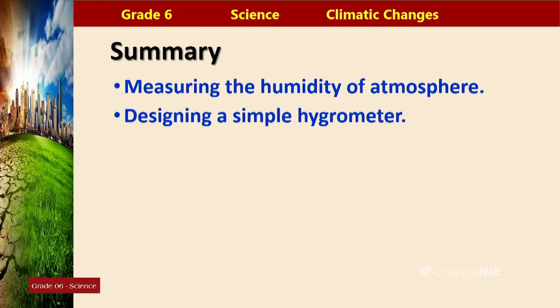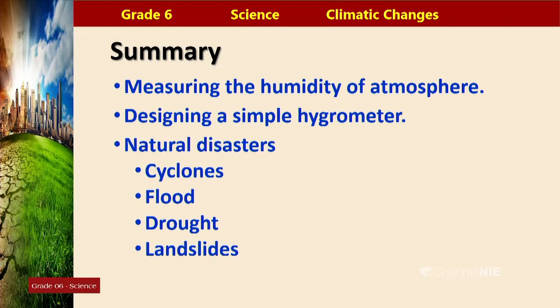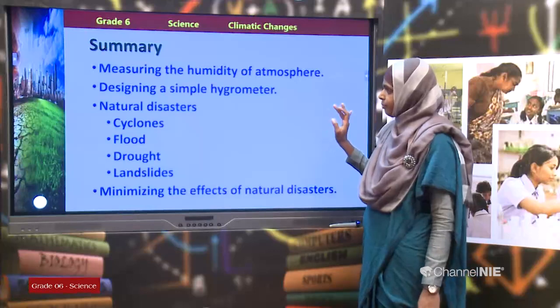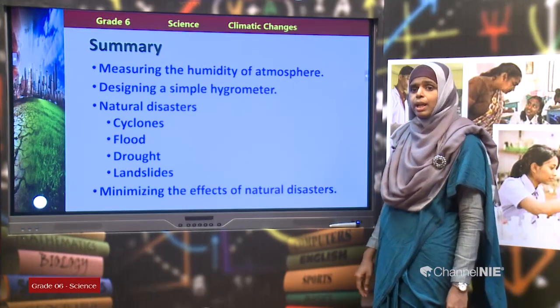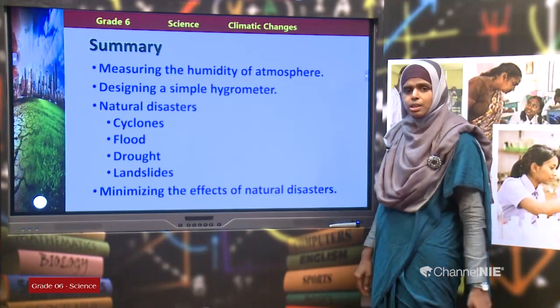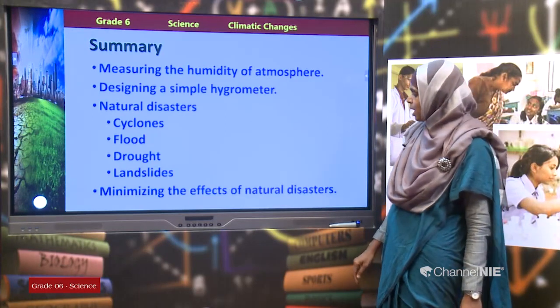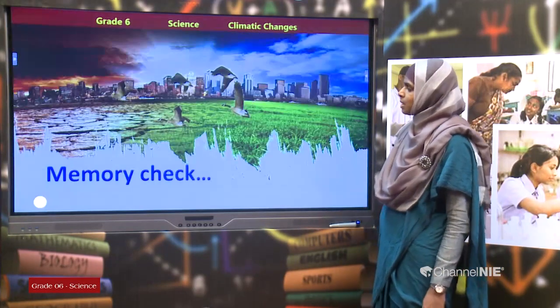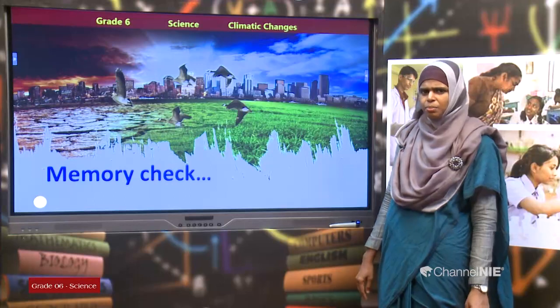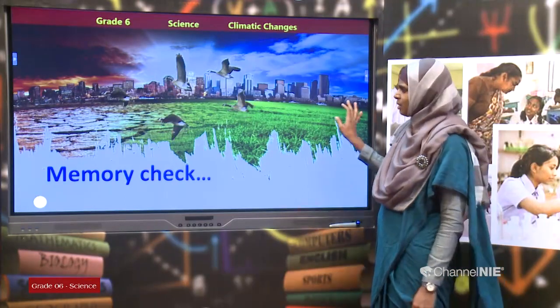Thereafter we started with natural disasters, children. What were the natural disasters we discussed in today's lesson? Yes, children, cyclones, flood, drought as well as landslides. And we said that we can't avoid these natural disasters, but what we can do is to minimize these natural disasters. Let's see whether you can remember what you have learned, children.